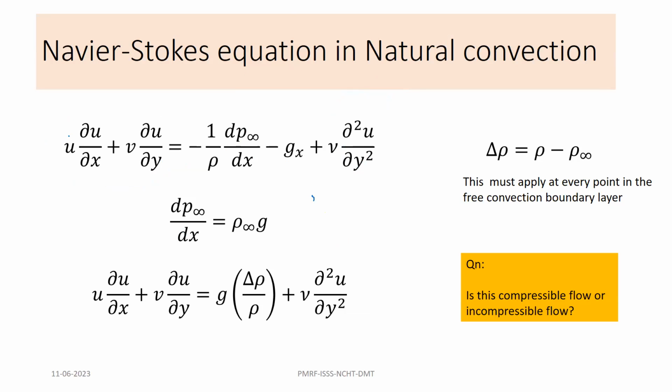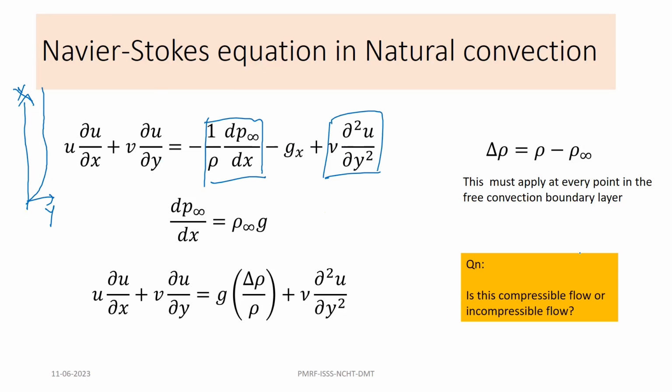When we write that, we get u dou u by dou x plus v dou u by dou y equal to minus 1 by rho dou p by dou x minus g x plus nu dou square u by dou y square. Please note that x is in this direction, y is in this direction. Here u, v and everything is known, but one determining factor is this pressure gradient.